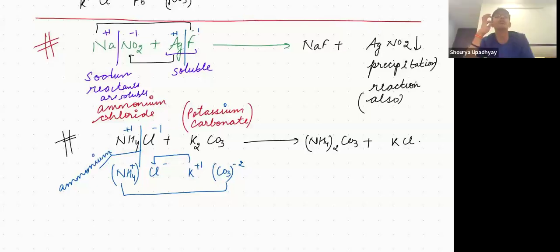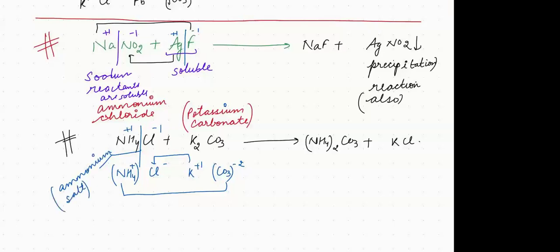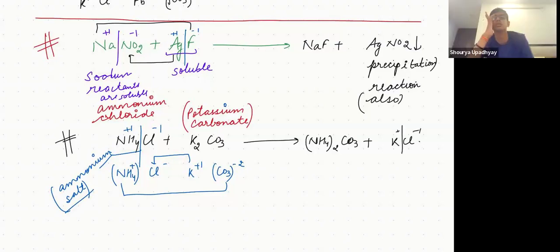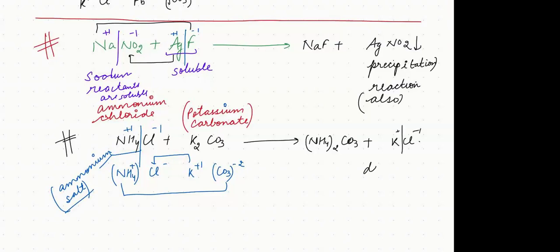So it will form the precipitate. Yeah. So positive goes with negative and positive goes with negative. So it forms ammonium carbonate and it forms KCl. Now this is definitely a double displacement reaction. But you tell me whether it is a precipitation reaction or not.